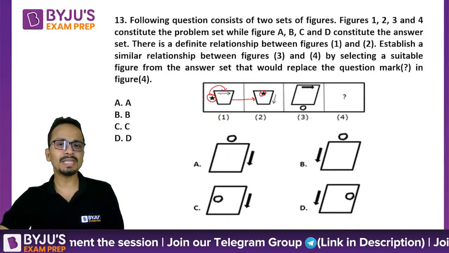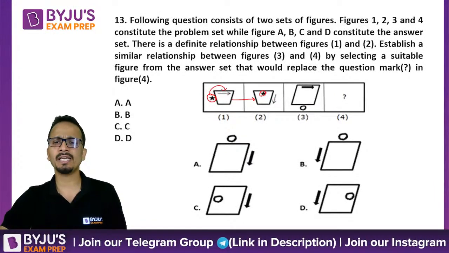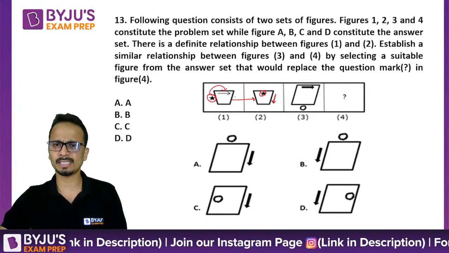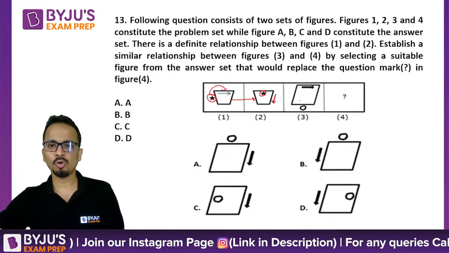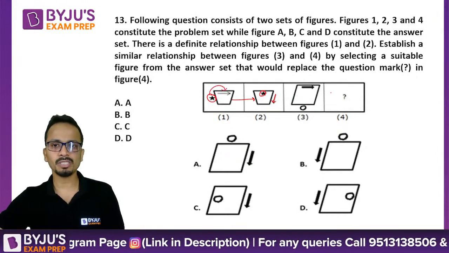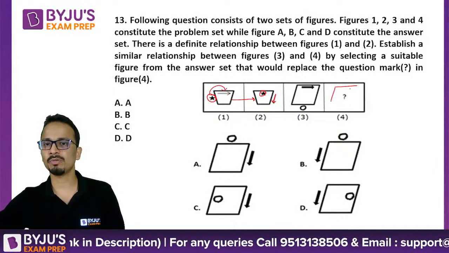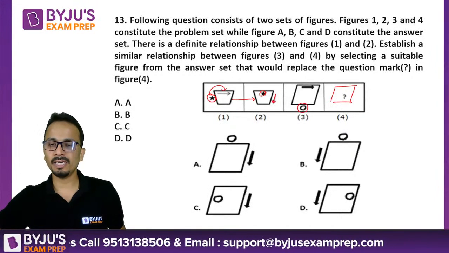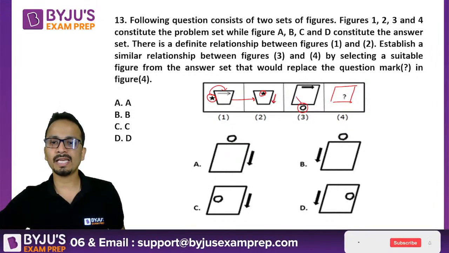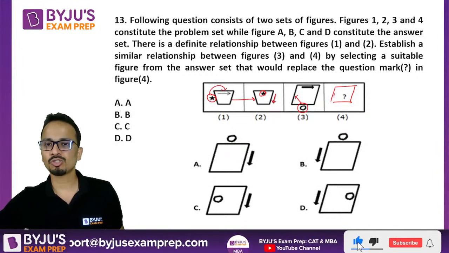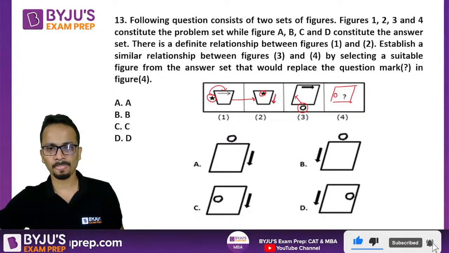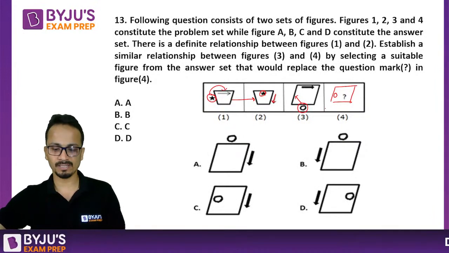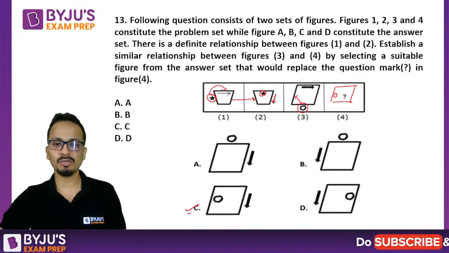Similar thing has been done with arrow. Arrow earlier it was inside, it has come outside and on the adjacent side. Okay, so first of all, I'll retain this rhombus. This rhombus will be retained. Okay, the circle, it is outside, it will go inside and will go to the adjacent side. So circle will come here, and there is only one option which says this thing. So the correct answer will be option C.